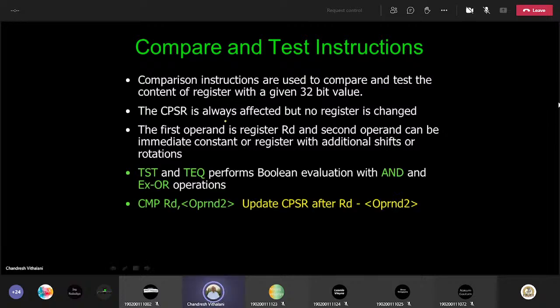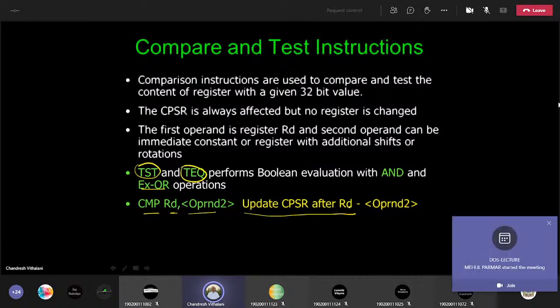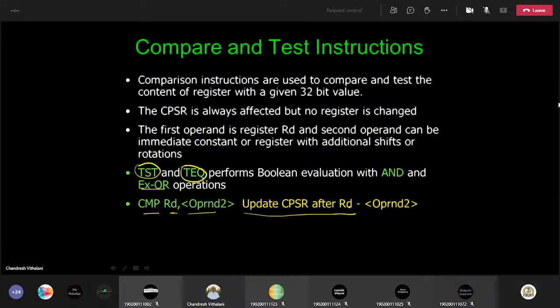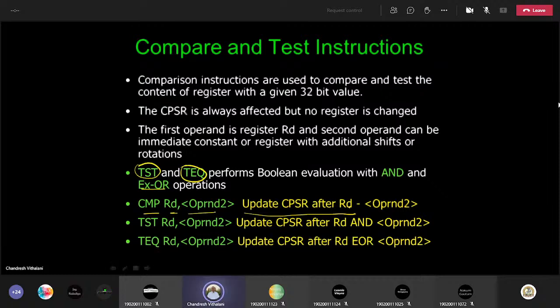Compare and test instructions, we have already seen TST and TEQ. TST performs the AND operation, and the flags will be affected. TEQ performs the exclusive OR operation. Compare will compare two registers, or one register with some immediate value, and it will update the CPSR based on the result. TST and TEQ, which we have already seen, are the AND operation and exclusive OR operation.